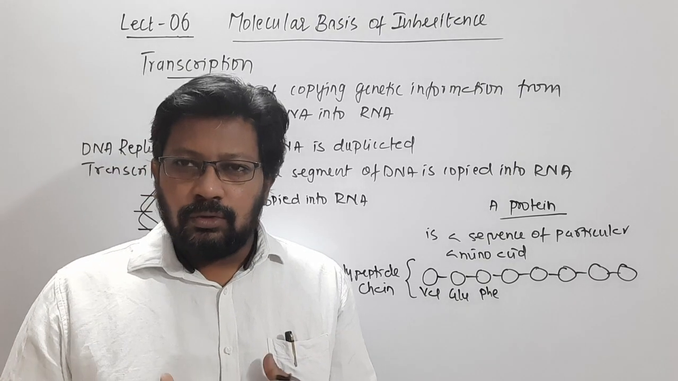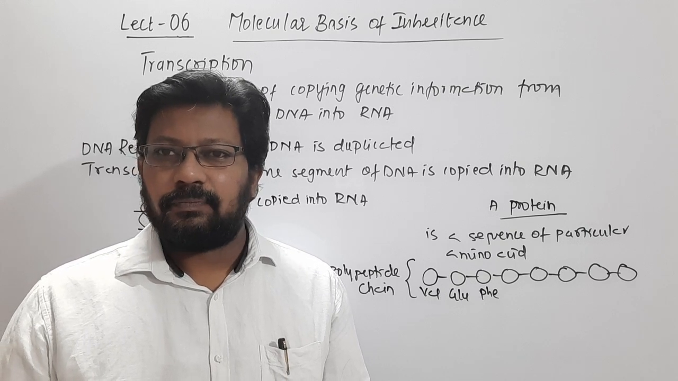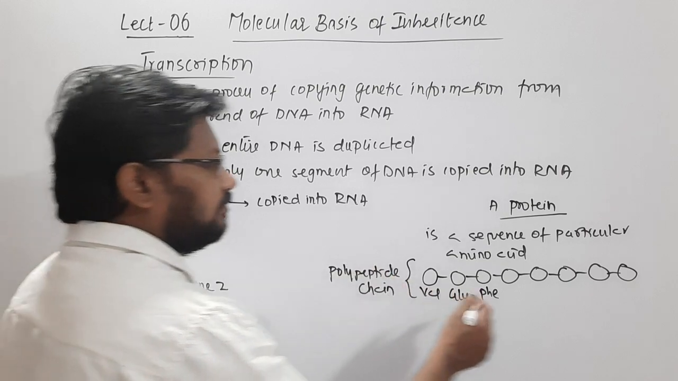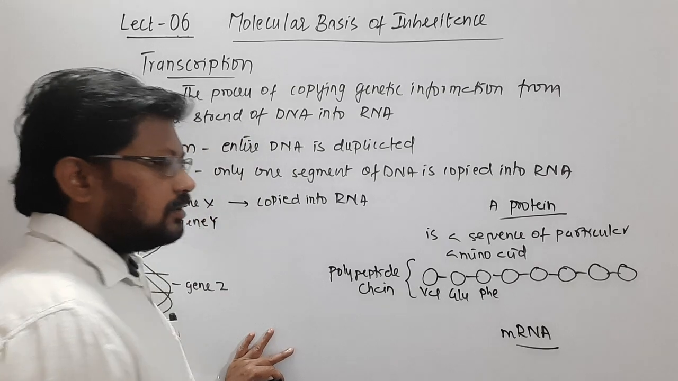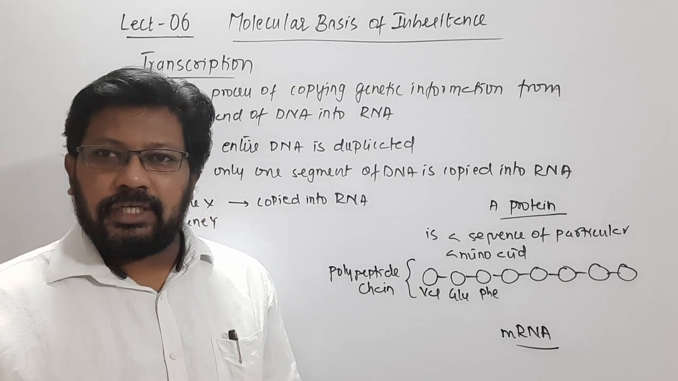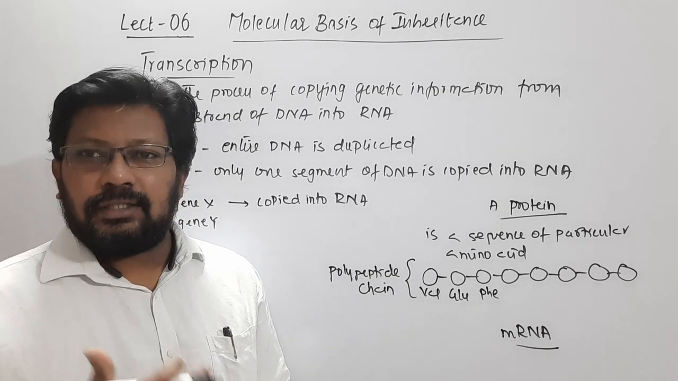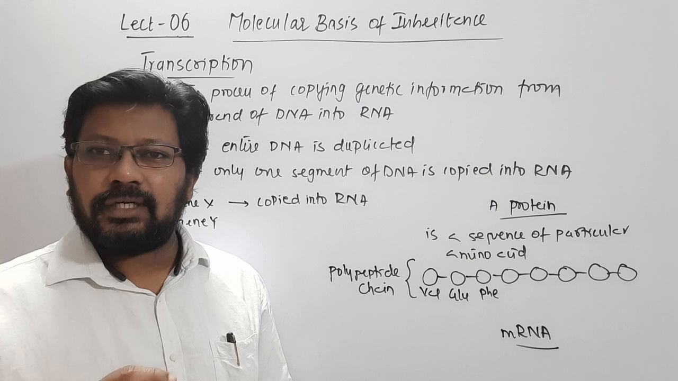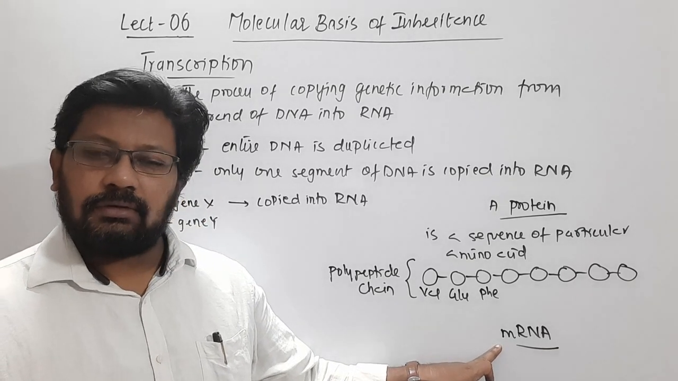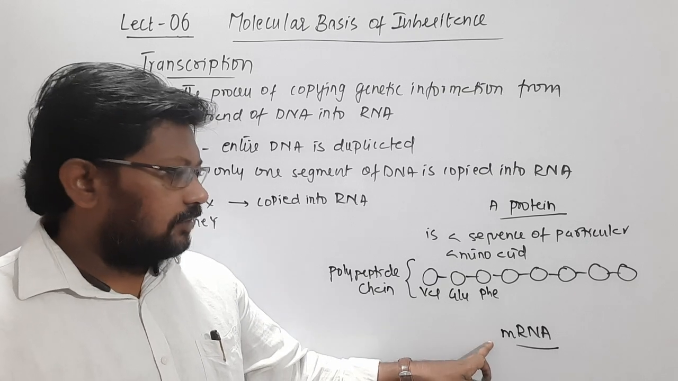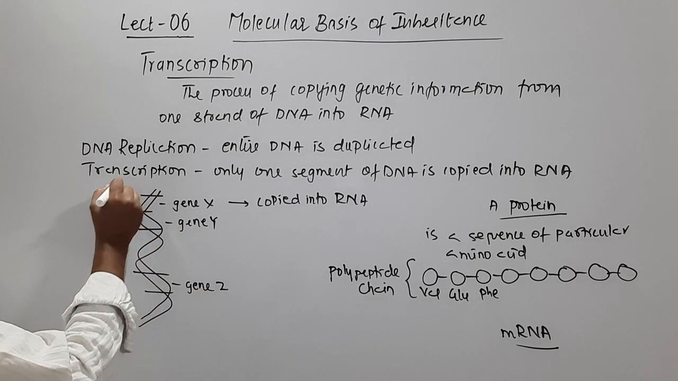Then who knows to keep these amino acids in a particular sequence? That is actually guided by mRNA, that is messenger RNA. The messenger RNA has information to keep these amino acids in a particular order, and that results in the formation of a particular protein. Now, where does this information on mRNA come from? That information on mRNA comes from DNA, right?